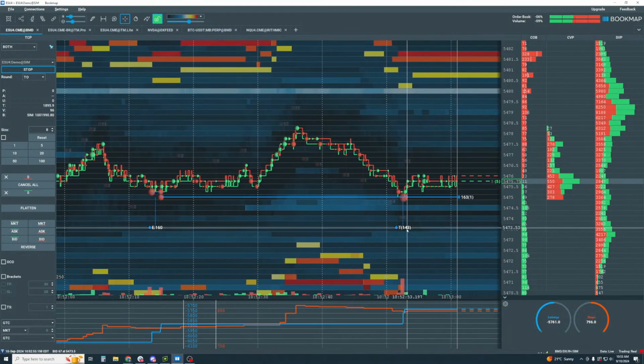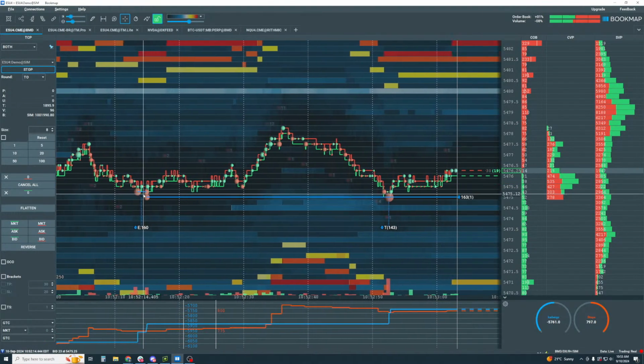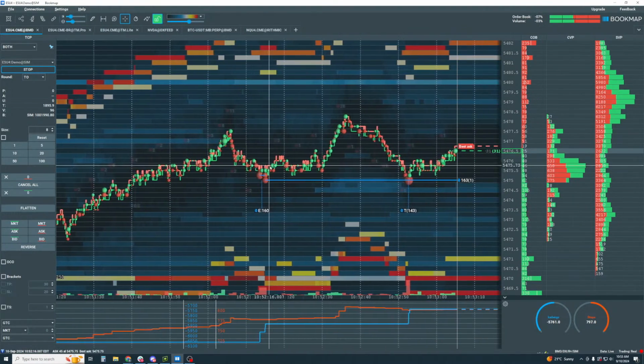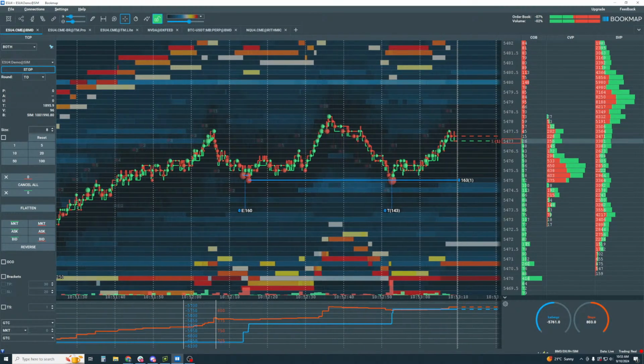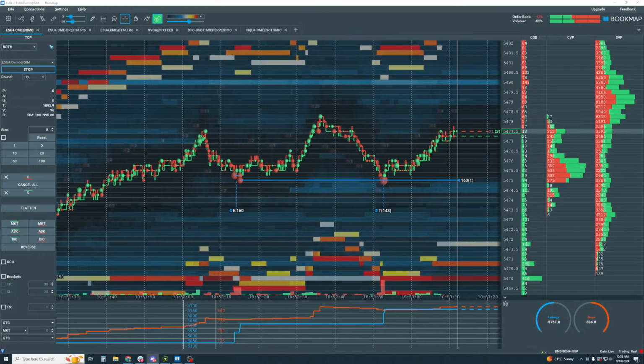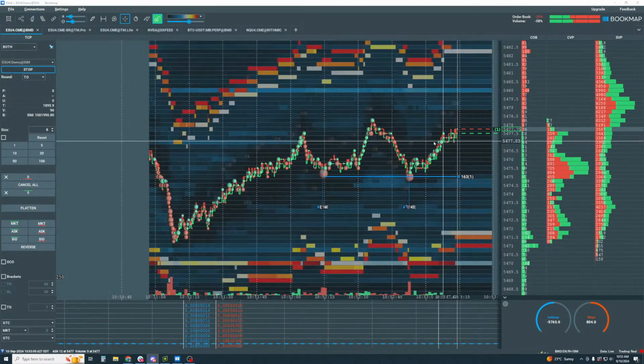We have an iceberg there. Another iceberg here as well. These icebergs are all over the place today and yesterday. Makes sense to you, slow down? Okay.